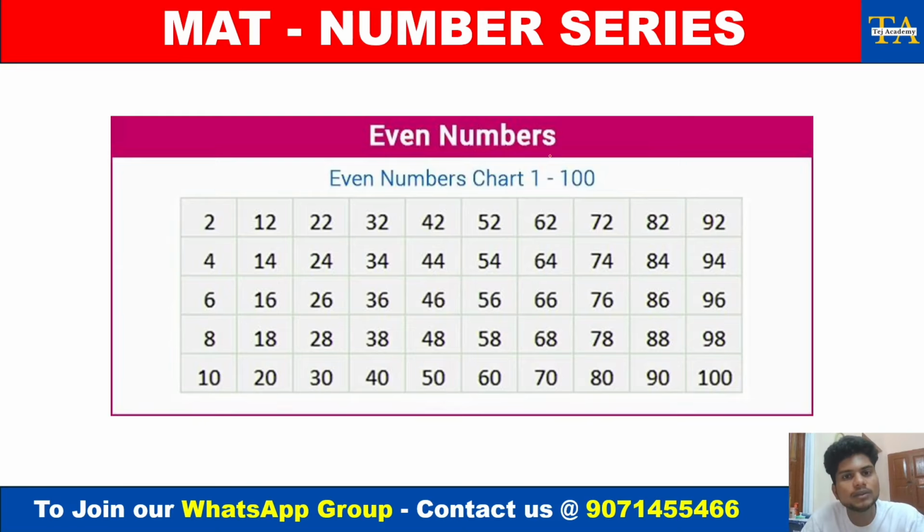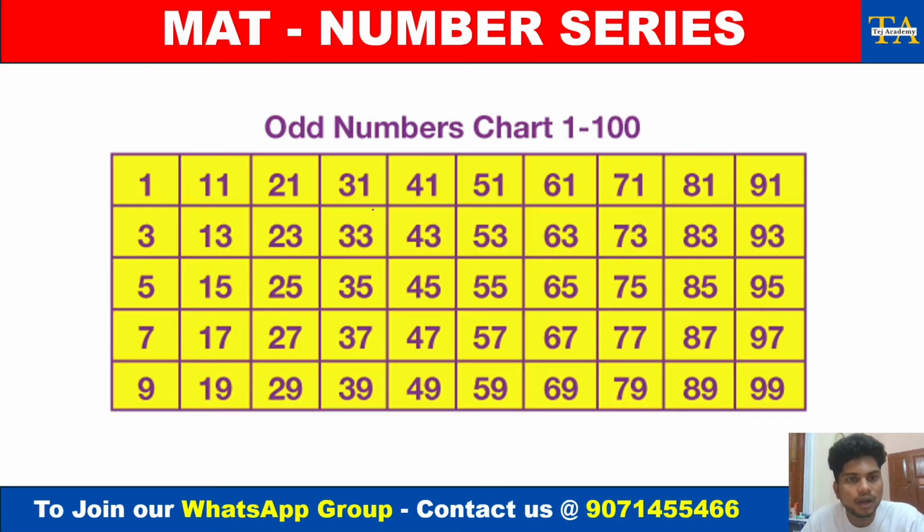The next one is even numbers. You have to remember the even numbers from 1 to 100, like 2, 4, 6, 8, 10, 12, 14, 16, 18, 20. Like this you have to remember till 100. And odd numbers also you have to remember from 1 to 100: 1, 3, 5, 7, 9, 11, and so on.